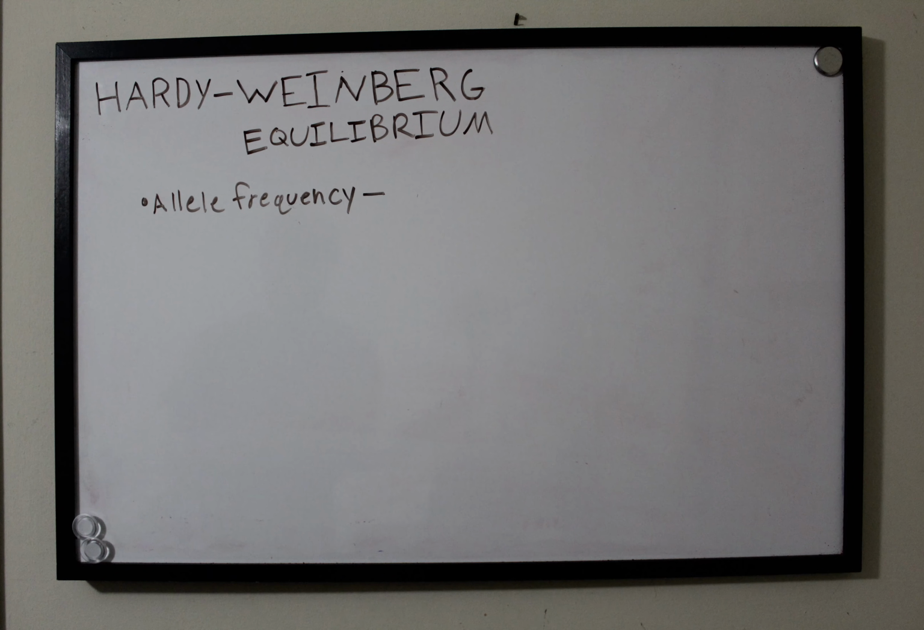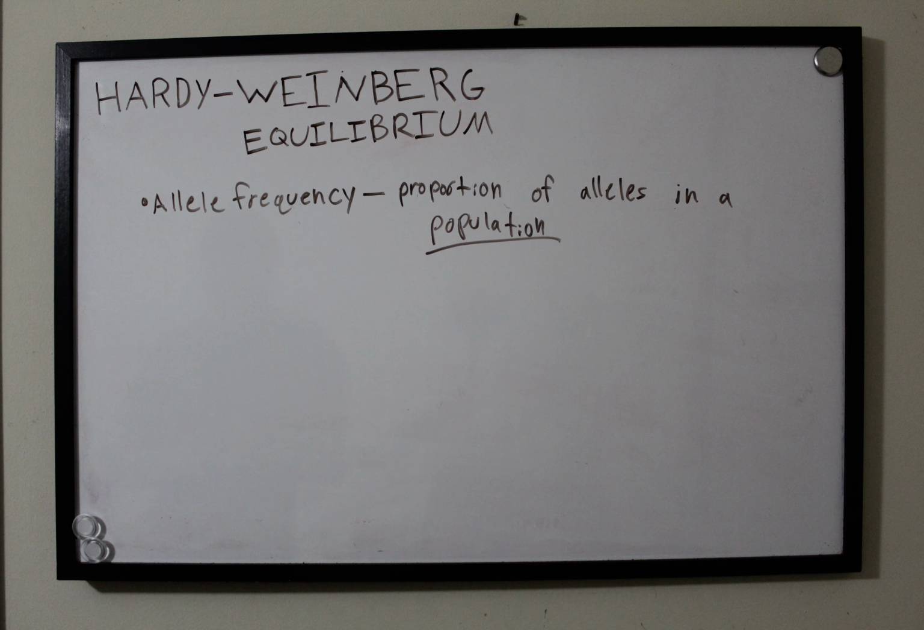To discuss the Hardy-Weinberg equilibrium, let's first establish what allele frequency is. Allele frequency is the proportion of alleles in a population, so basically the ratio of dominant to recessive alleles. So let's look at the Hardy-Weinberg formula.